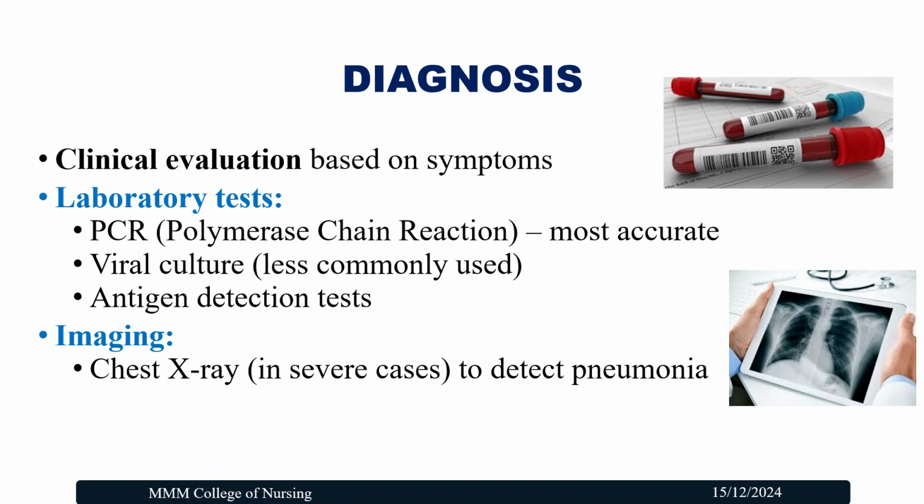Diagnosis is through clinical evaluation based on the signs and symptoms. Also, we can go with laboratory tests like PCR, which is a more accurate diagnostic test for this infection. Viral culture and antigen detection tests can also be used. Also, we can use a chest X-ray in severe cases to detect pneumonia.